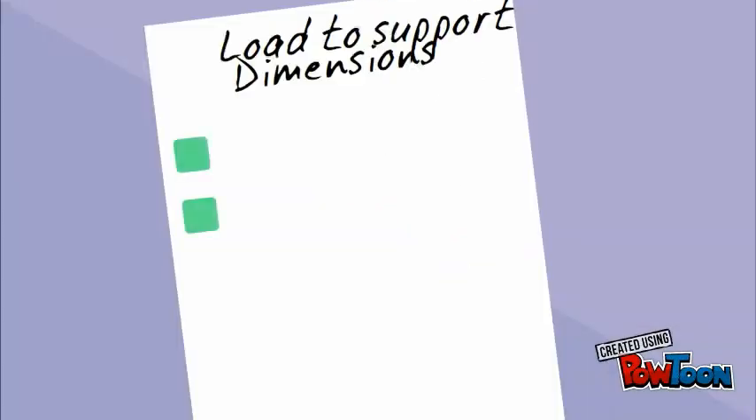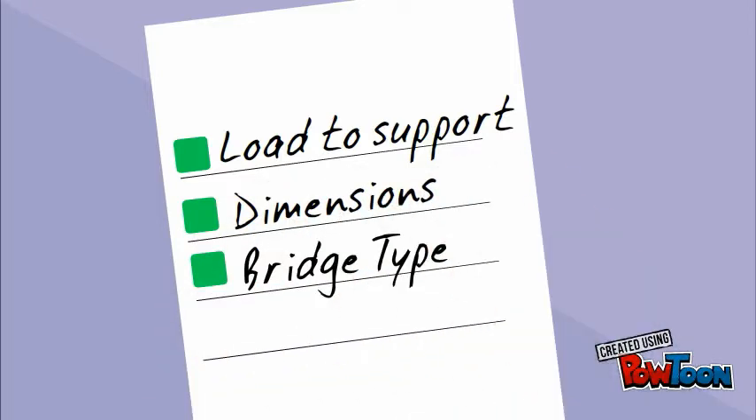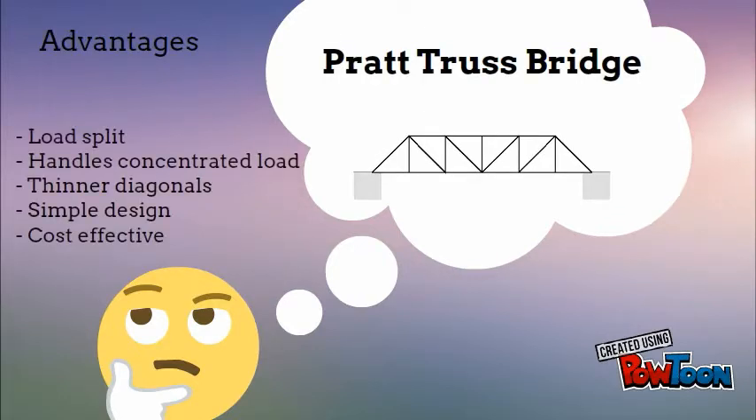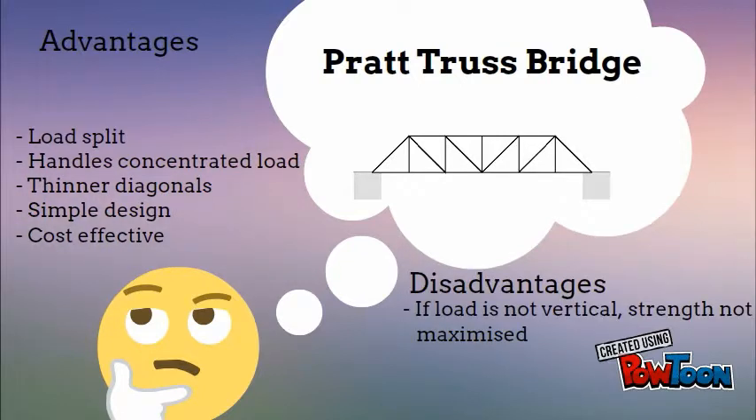The next step was to decide the bridge type by outlining advantages and disadvantages of each. The advantages of the Pratt Bridge is that the load is split between more members than the Warren Bridge. It can handle more concentrated loads more efficiently. Thinner or lighter materials can be used for the diagonal members. A Pratt truss includes vertical members and diagonals that slope down towards the center. A disadvantage is that if the load is not vertically placed, the bridge strength is not maximized.